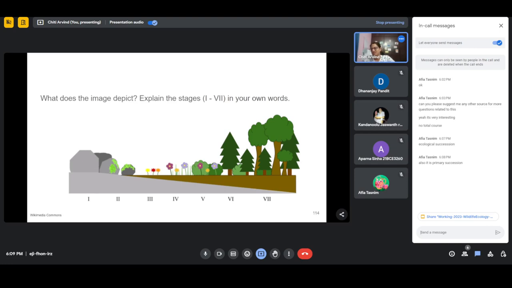Okay, so yeah, right. It's more likely to be primary succession, right? Because of the stages. Afia, would you like to explain the stages or just go through it? Or anybody else, would you like to state what is happening out here? You can just state it in your own words. It doesn't have to follow any order.